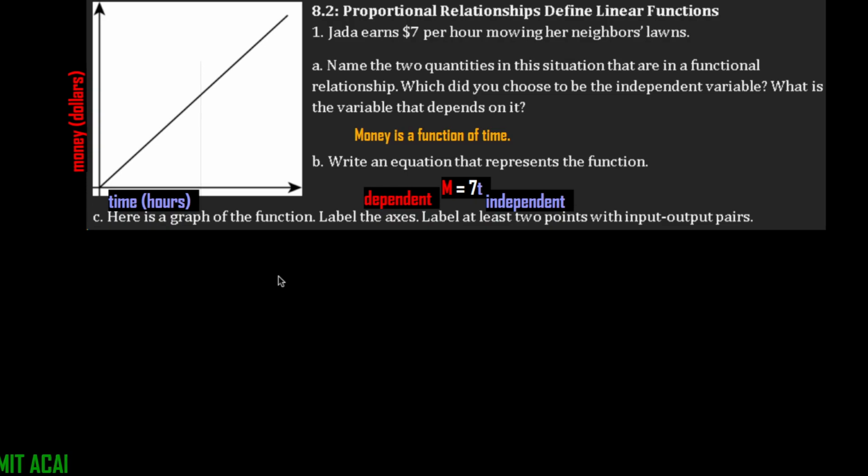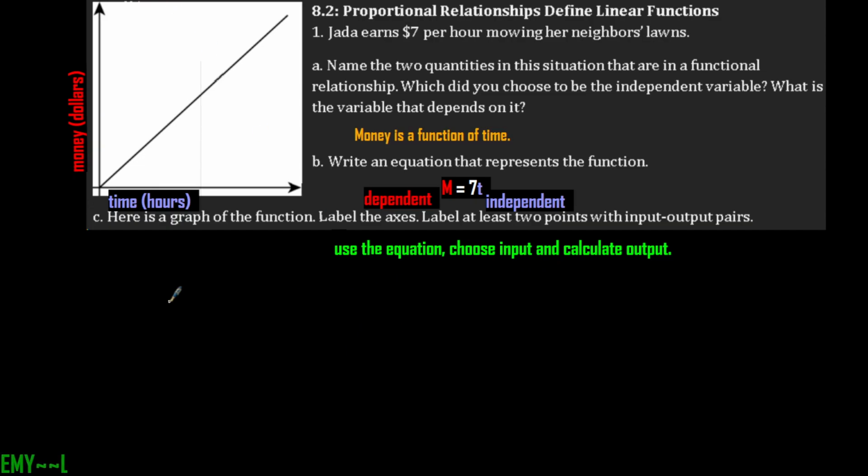For part C, it says, given this graph, label those axes, so we're done with that. Then we need to find at least 2 points with the input-output pairs. What that means is we can use the equation that we have right here. We're going to choose an input and calculate the output. Let me do some examples for this.